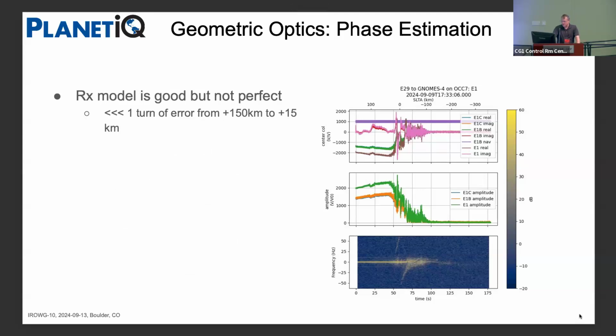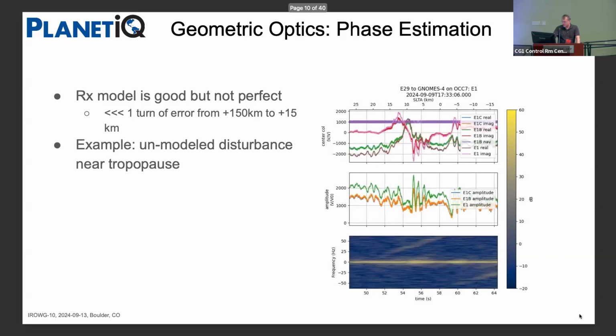Now, the receiver's model is good, but it's not perfect. In this case, we've got less than 1 turn of error between the receiver's model and the received signal from a full range of 150 kilometers down to about plus 15 kilometers. But at some point, there will be some disturbance which the receiver's model is not going to track. So here's an example, just crossing probably near the tropopause, where a disturbance in the open loop data shows that the received complex waveform is crossing across the negative real axis.